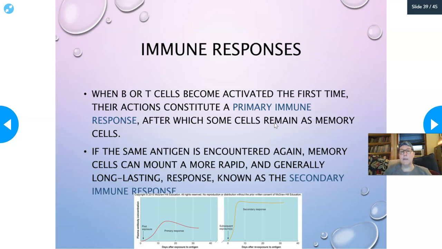After the same antigen is encountered again, the memory cells can mount a more rapid and generally longer lasting response, and that is called a secondary immune response. That primary response takes days and days, even like a month, to really be full on. Right. So it takes time. But the second time, the reaction is swift and strong and generally prevents you from having any kind of symptoms.